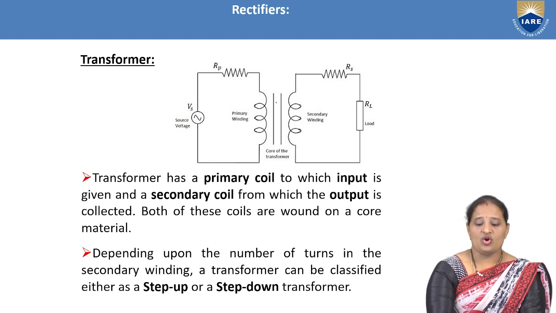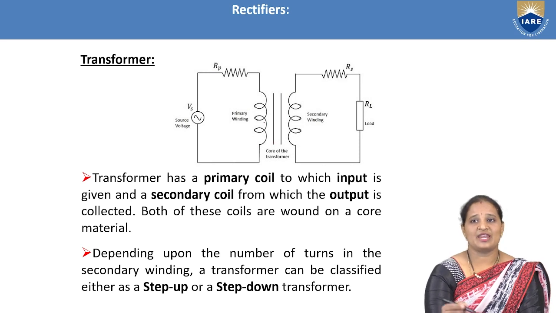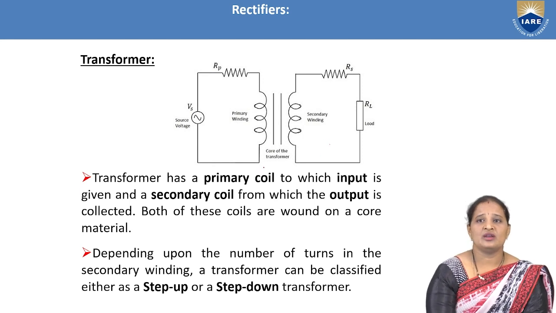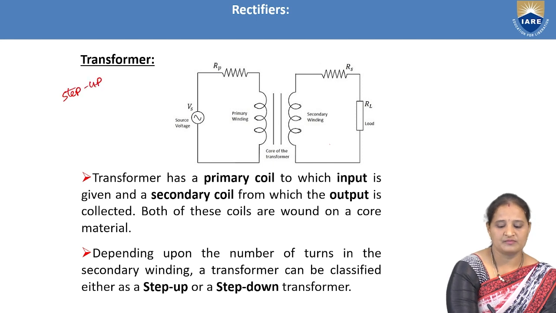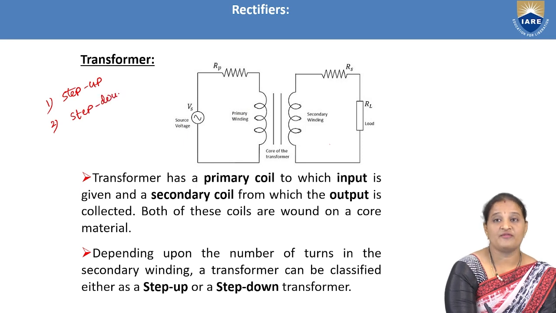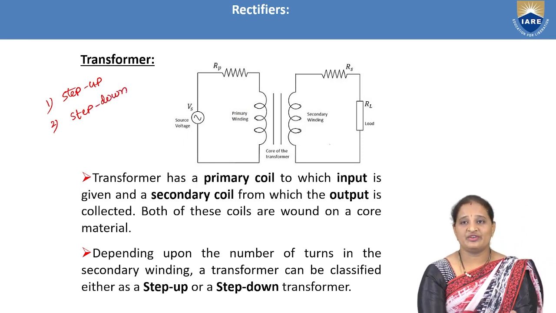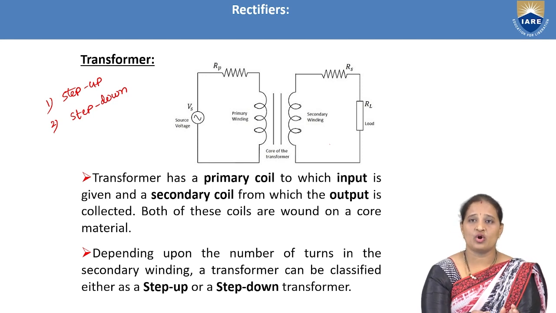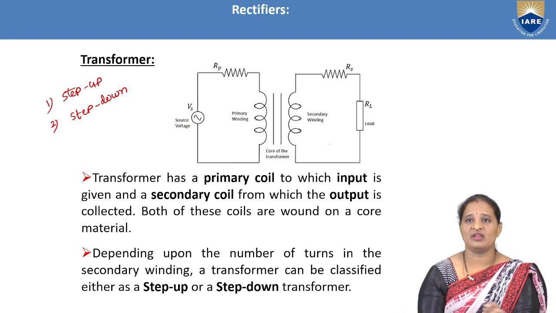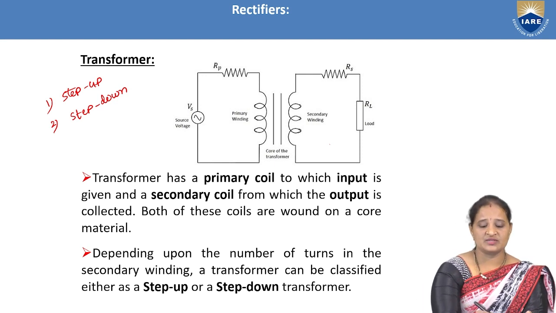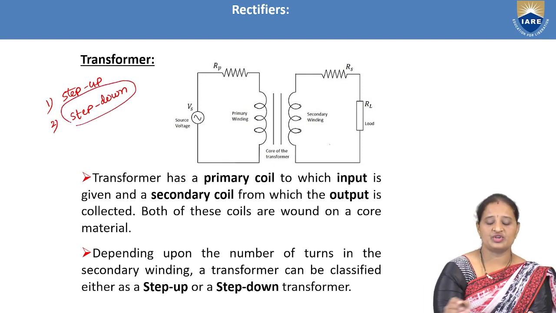So the output of the transformer is connected to the rectifier circuit from the secondary winding. Here we have two types of transformer: one is step up transformer and the second one is step down transformer. In the design of our regulated power supply, we generally prefer step down transformer because we are going to step down the voltage of 230 volts to our required reduced level. That is why we always prefer step down transformer.